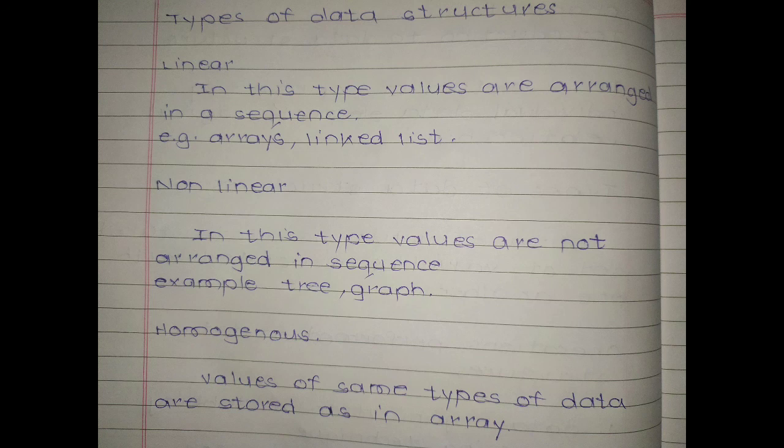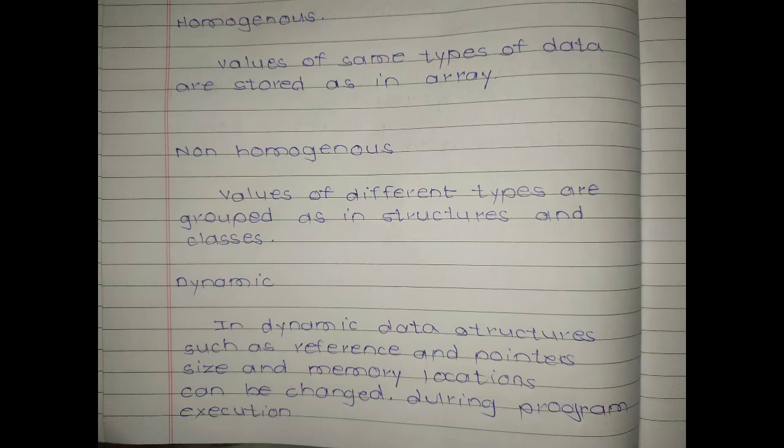Then homogeneous. Values of same type of data are stored as in array. So values which are stored are of same type in homogeneous data structure like array. Non-homogeneous data structures. Values of different types are grouped as in structures and classes. So different types of data are grouped together in this non-homogeneous data structure.